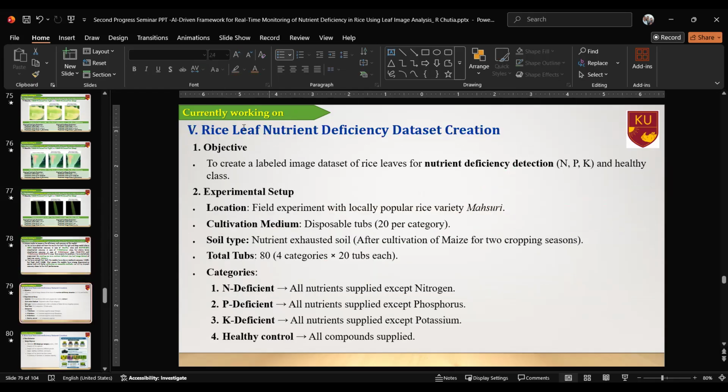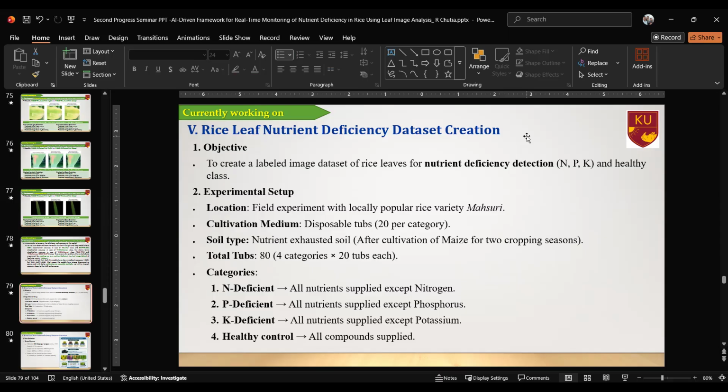And we have started the next experiment, that is rice nutrient deficiency dataset creation. So we'll create a labeled image dataset of rice leaf images for nutrient deficiency detection. We do not have any rice leaf nutrient deficiency image dataset for Assam or for India, so we are planning to create one. We are planning to create from 1,000 to 5,000 images.